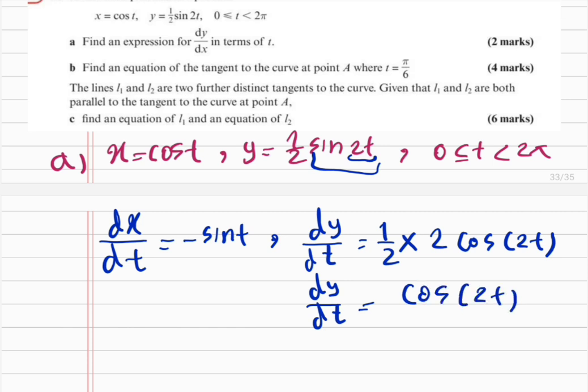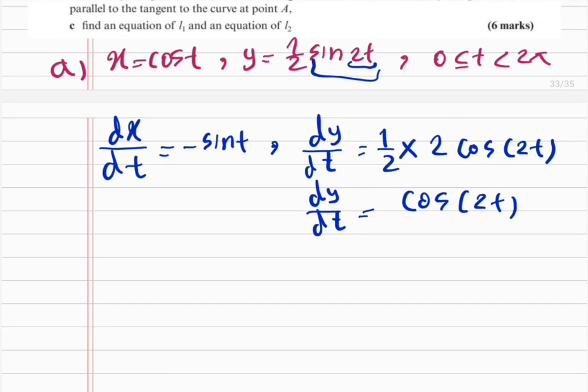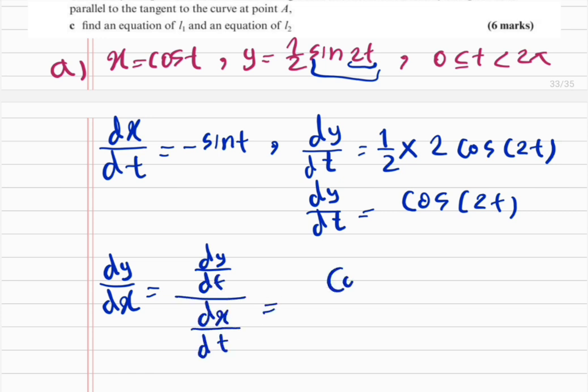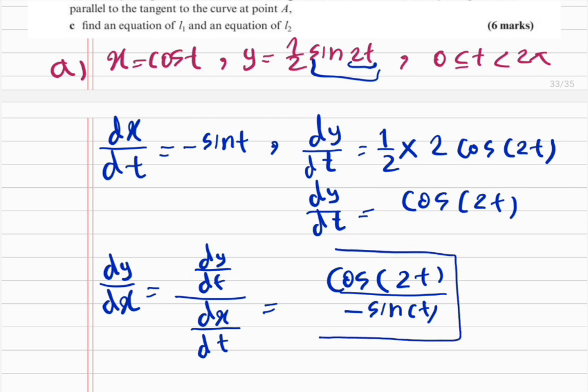Now we want to find dy/dx. So dy/dx is equal to dy/dt divided by dx/dt. dy/dt is cos 2t, and dx/dt is minus sine t, and that's dy/dx in terms of t.